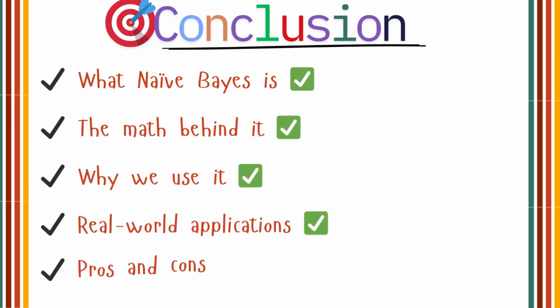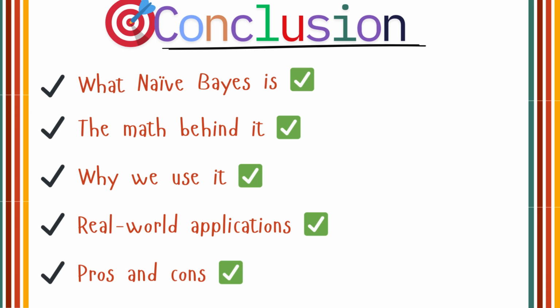And that's a wrap. We explored what Naïve Bayes is, the math behind it, why we use it, real-world applications, its pros and cons. Naïve Bayes is a powerful, simple, and fast algorithm that works well for classification tasks, especially text-based applications.